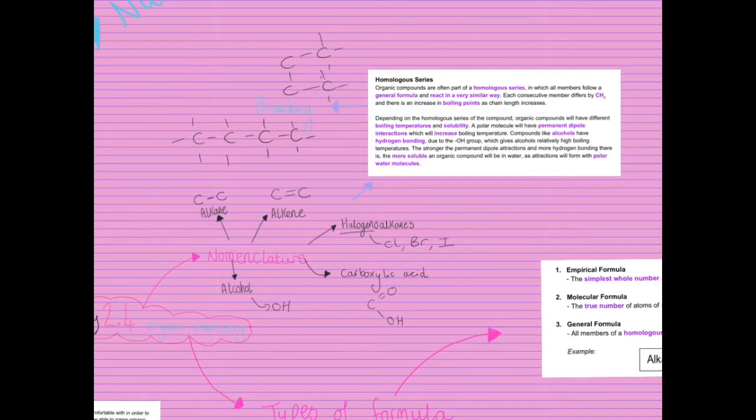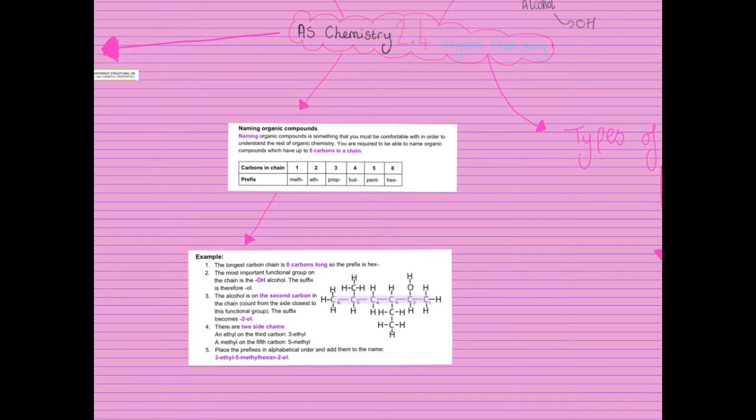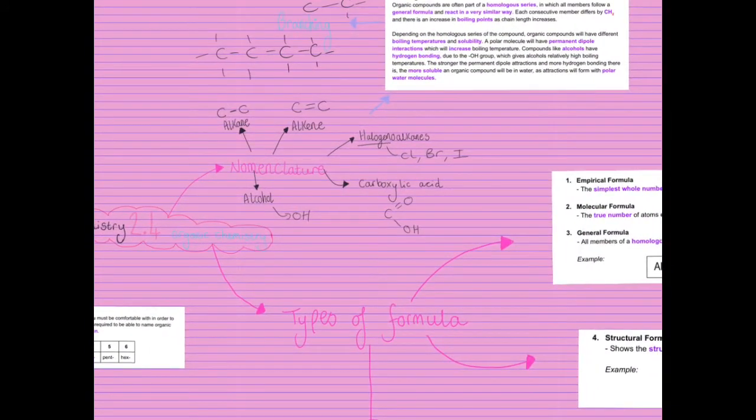Moving on, we're going to go down here to naming organic compounds, something we would have done last year. You need to know the different stems for the carbon chain lengths: meth, eth, prop, but, pent, hex, normally up to 6. Another thing worth mentioning, which I'm going to add back up here: if it's an alkane, it's going to end in A N E. If it's an alkene, E N E. Halogenoalkanes, because they're alkanes, still end in A N E. Alcohols end in O L, and carboxylic acids are oic acids.